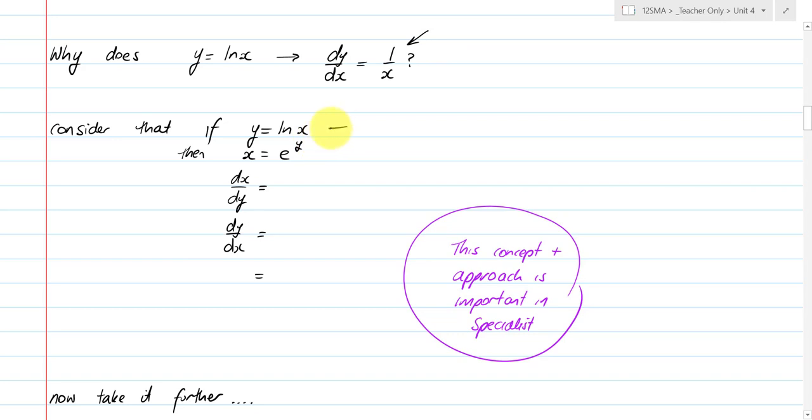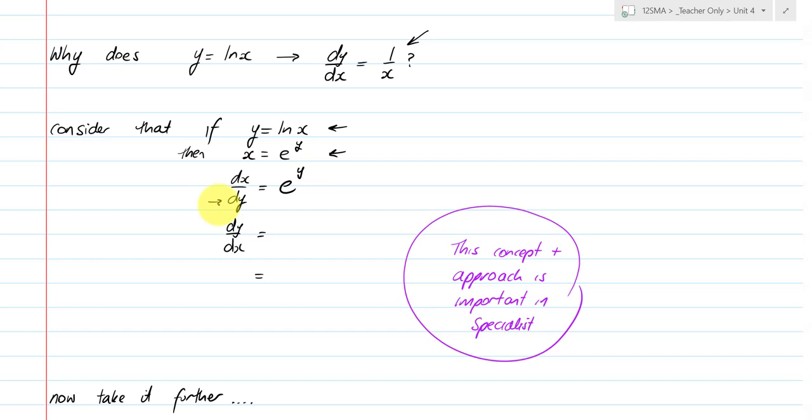Consider if y equals log x. Well, that means that x is equal to e to the power of y, which means that dx/dy is also equal to e to the power of y, because when you derive an exponential you get itself. And we're deriving this with respect to y, so we don't have to worry about multiplying by the derivative of y, as you can see here with dy in the denominator of our calculus term.